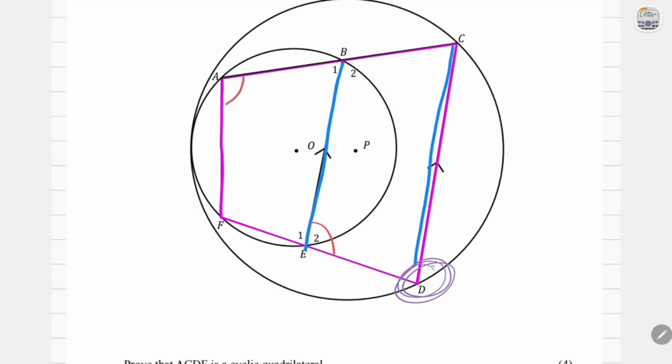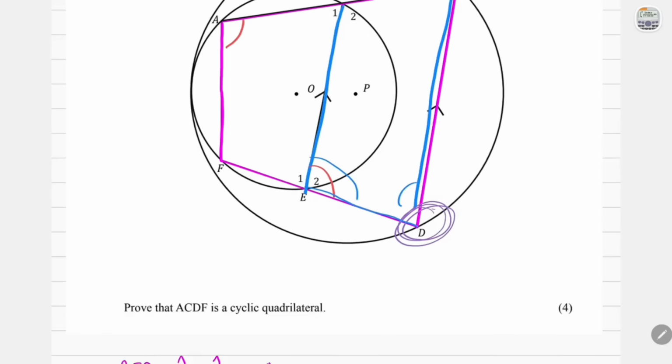Now we can use these parallel lines, because we need to form that 180 degrees. Do you see how these lie between parallel lines? And so they form co-interior angles. Co-interior angles add up to 180 degrees. And there we go. That's how we would do that.